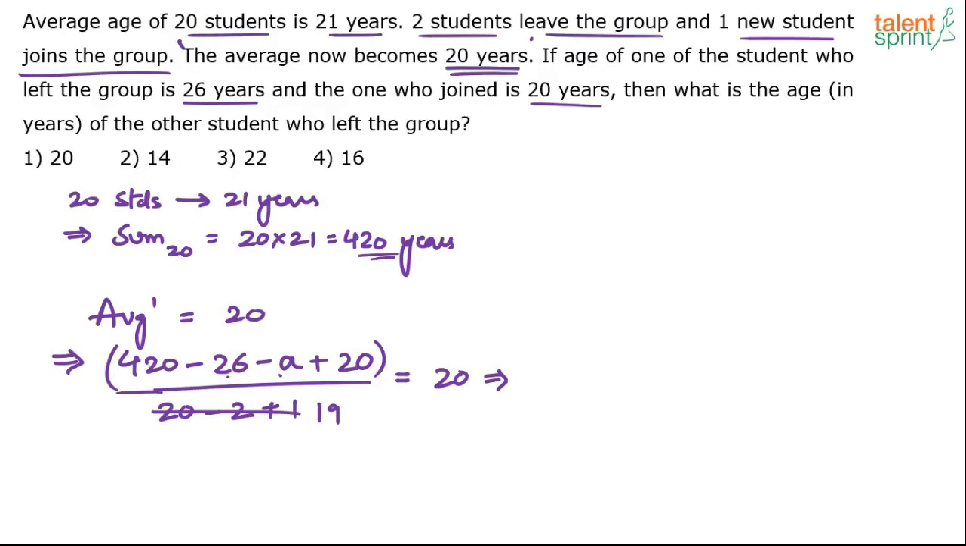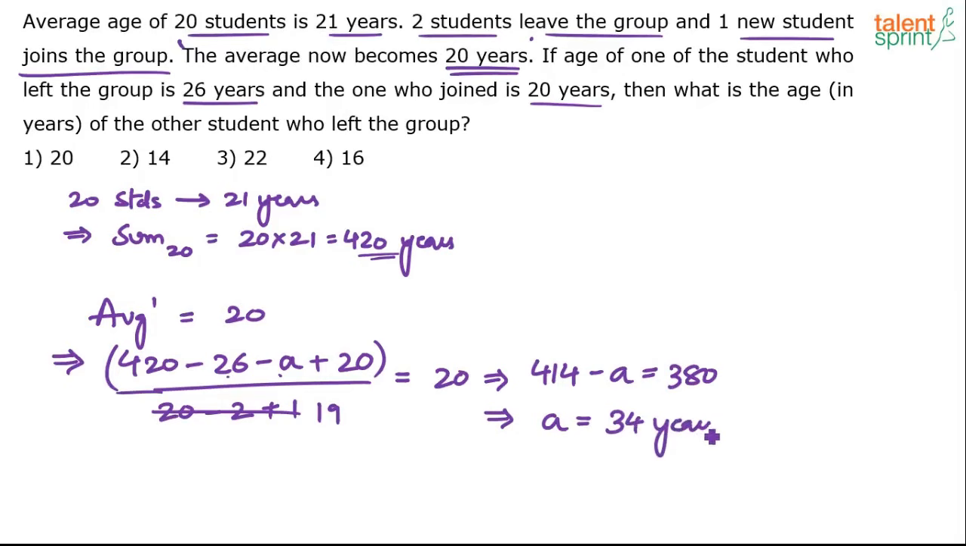Just solve for A basically. So let me, 420 minus 26 is 394. 394 plus 20 is 414. So 414 minus A is equal to 20 into 19, 380. So A should be what? A should be 414 minus 380, which is giving me 34 years.